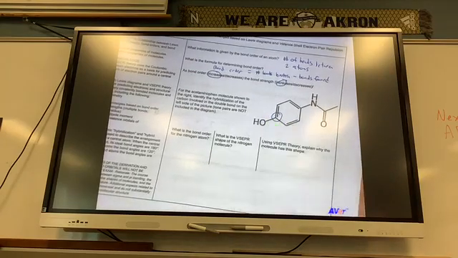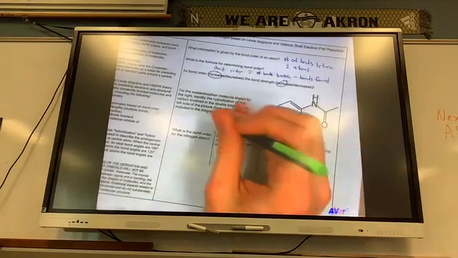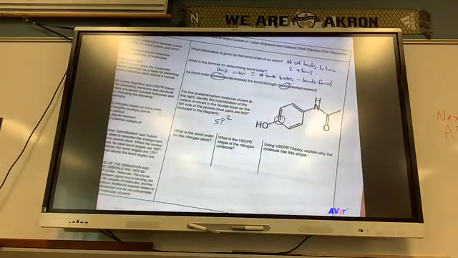What is the hybridization of that? How many bonding sites are there? I've got a double, a single, and a single. Three bonding sites. That is sp2.